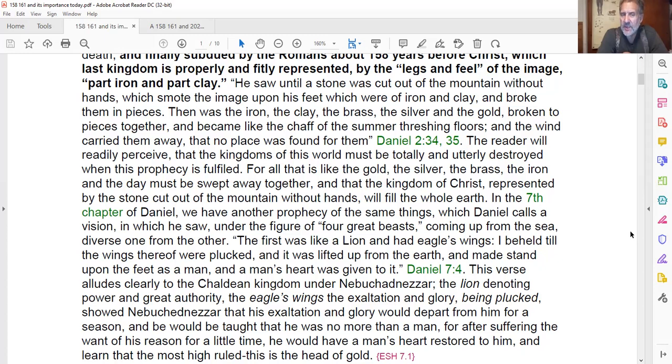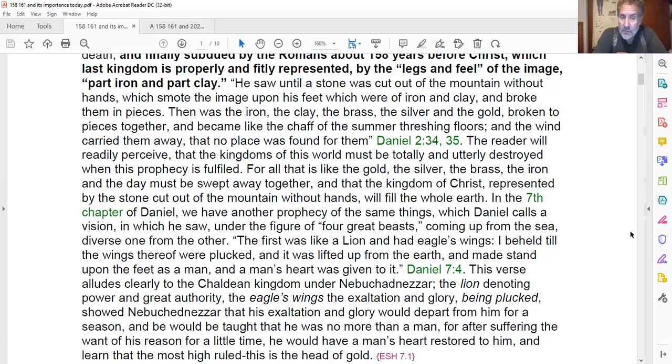The reader will readily perceive that the kingdoms of this world must be totally and utterly destroyed when this prophecy is fulfilled. Do we have any disagreement with that? Well, they look at the stone hitting the image as the second coming. And that's generally how we would understand it. So we would not disagree. Yeah, there are other options though.